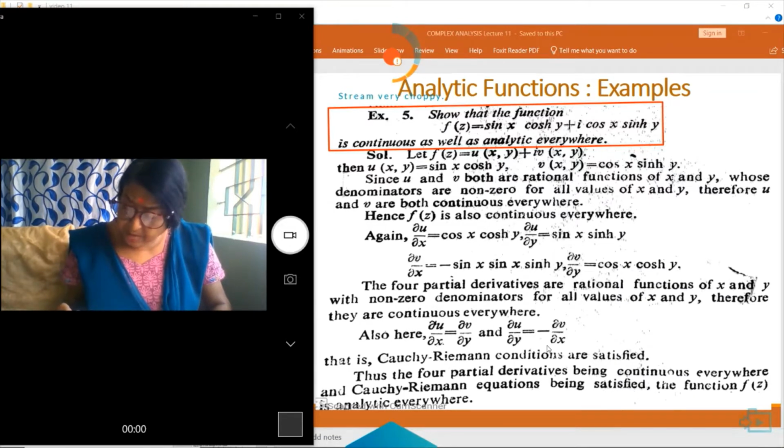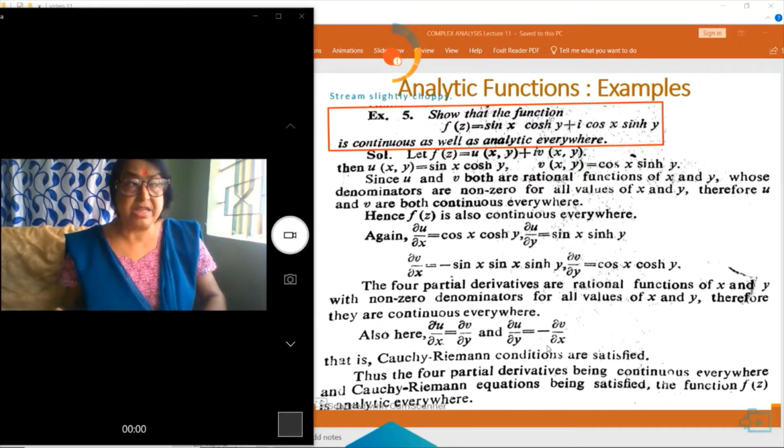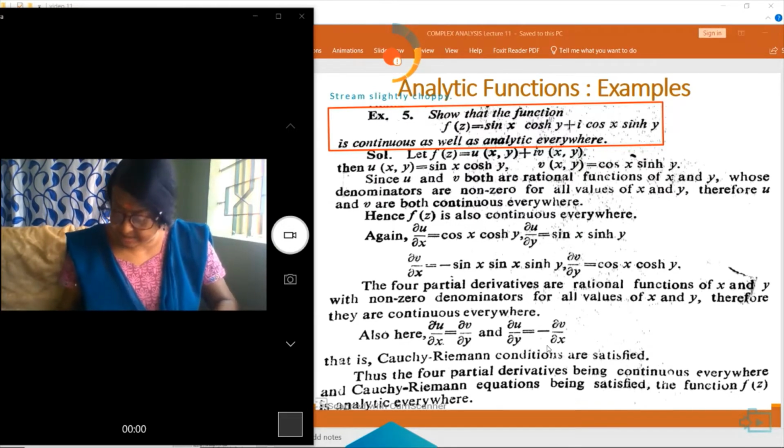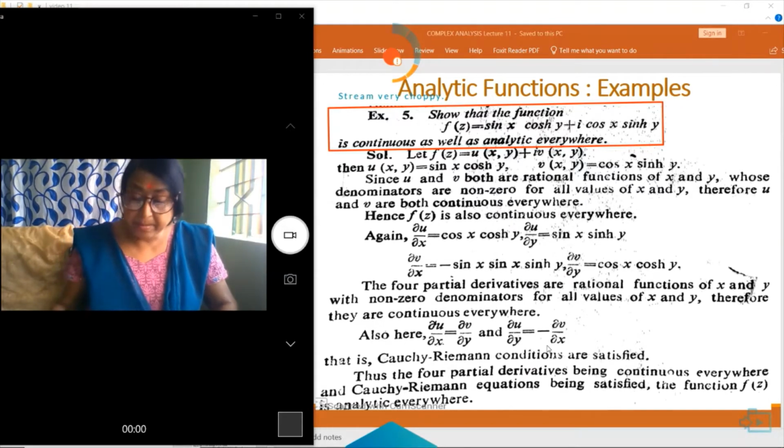Again, we know the Cauchy-Riemann equations: ∂u/∂x is equal to ∂v/∂y, and ∂u/∂y is equal to minus ∂v/∂x. We must check whether the Cauchy-Riemann equations are satisfied or not. Here it is satisfied. Now going to the next question.